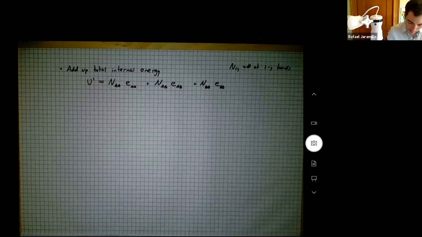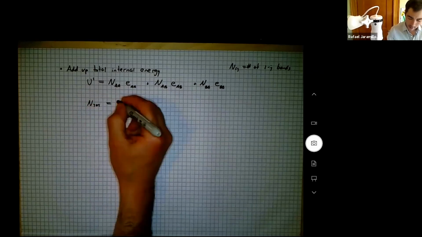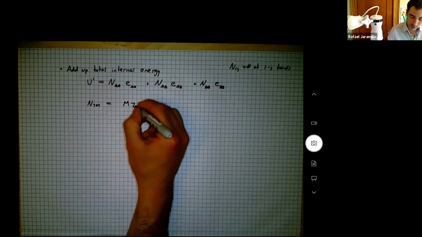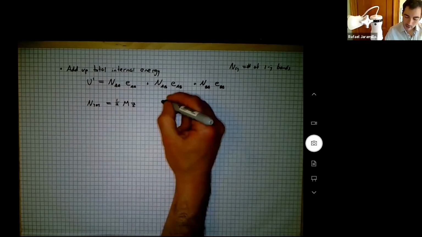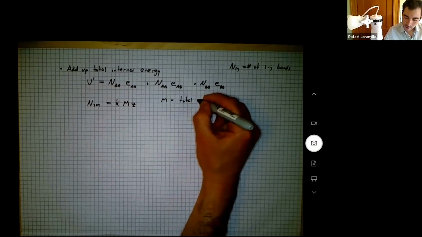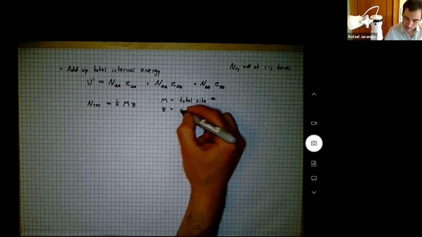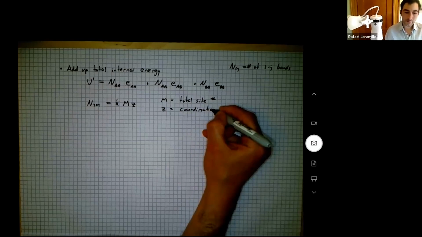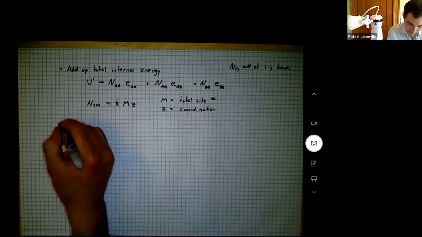Okay? And we know that the total number of bonds is the total number of sites times the coordination times 1/2, so that we don't double count. M equals total site number, and Z is the coordination. Okay. This is geometry. You can convince yourself of that.